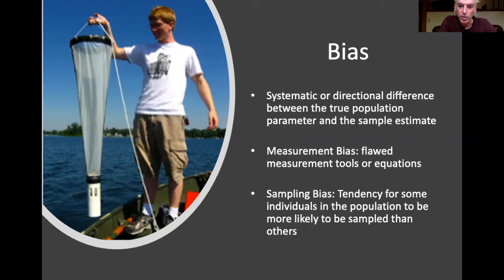Bias can come from two sources: measurement bias or sampling bias. Measurement bias comes from flawed measurement tools or equations. So for example, if our zooplankton net had a mesh size that was too large and allowed some Bythotrephes to slip through the net, then we would consistently underestimate the true abundance of Bythotrephes in the lake. But beyond these measurement biases, there are more important biases to pay attention to, or at least more common biases that occur as a result of sampling bias. Sampling bias occurs when some individuals in the population are more likely to be sampled than other individuals.